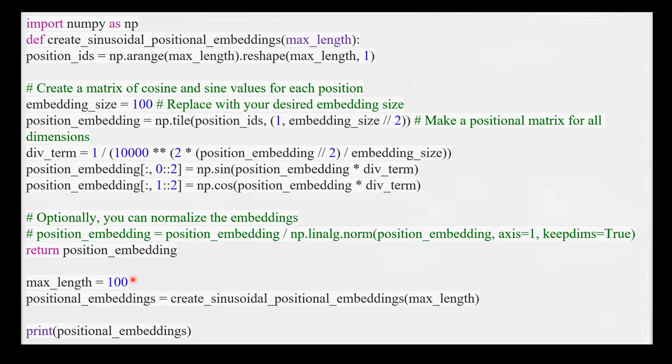Now next, we will set the maximum length to 100, which is used as an example. In practice, you would choose the appropriate maximum length based on your use case. And then we call the create_sinusoidal_positional_embeddings function with the max_length parameter and assign the resulting positional embeddings to the positional_embeddings variable. And finally, we print the positional embedding matrix, which displays the generated sinusoidal positional embeddings.